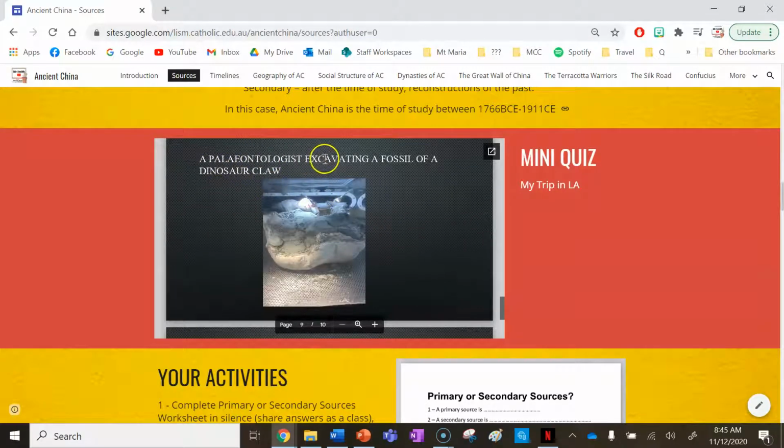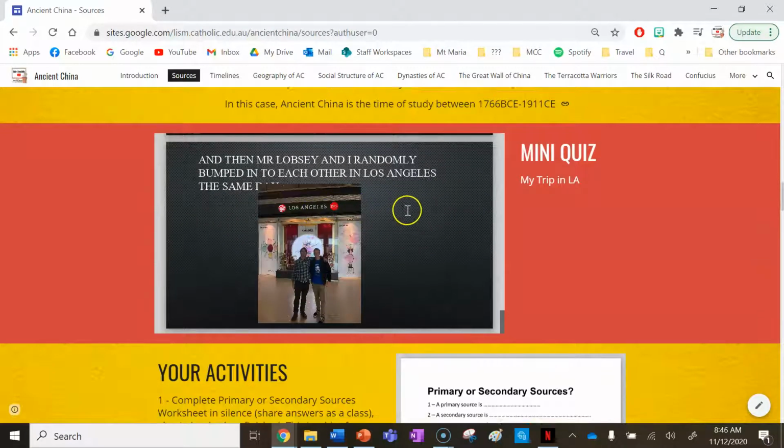A paleontologist excavating a fossil of a dinosaur claw. So the dinosaur claw is a primary source because it is back from the time of the dinosaurs. So it's a primary source.